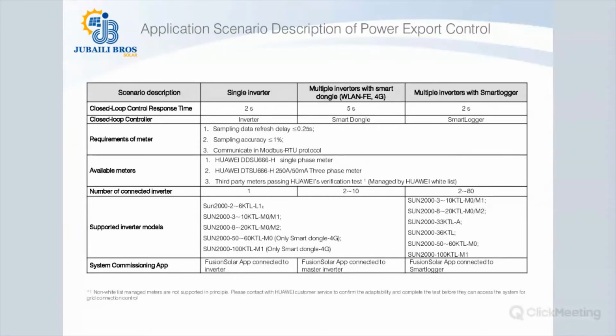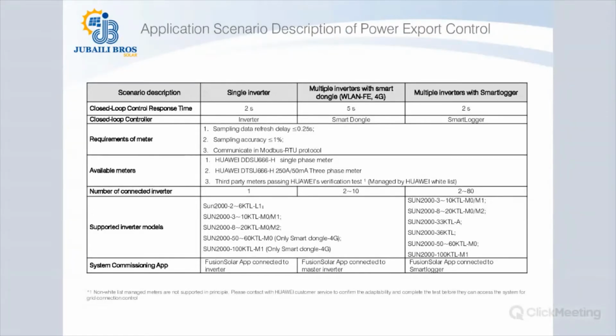With a single inverter, the closed loop controller will be the inverter directly. So the power sensor will be connected to the inverter directly. With multiple inverters, it can be connected to a master inverter with the WLAN FE or 4G dongle for communication. And with multiple inverters with a smart logger, the controller will be the smart logger itself. So the inverters will be connected to the smart logger at one COM port, and the power sensor will be connected to the smart logger on a separate COM port.